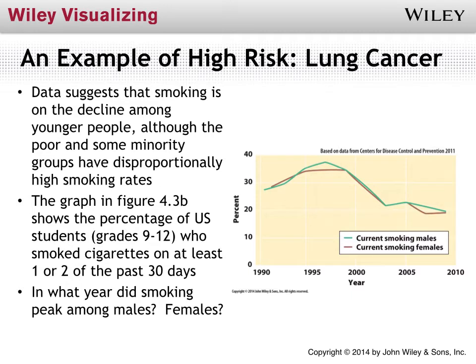So again, with respect to lung cancer and smoking, that data and that research has been going on for quite a long time. Although the current data suggests that smoking is definitely on the decline among younger people, it's really not declining much in some minority groups or in some groups that are poorer by nature. The graph in figure 4.3b shows the percentage of U.S. students, basically high school students, who smoked cigarettes on at least 1 or 2 times within the past 30 days.